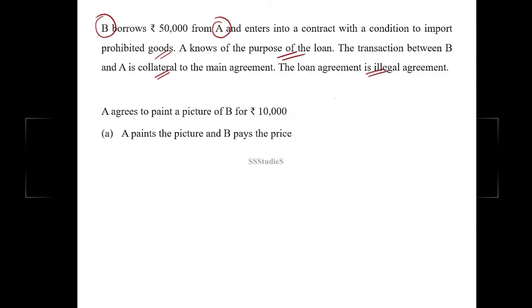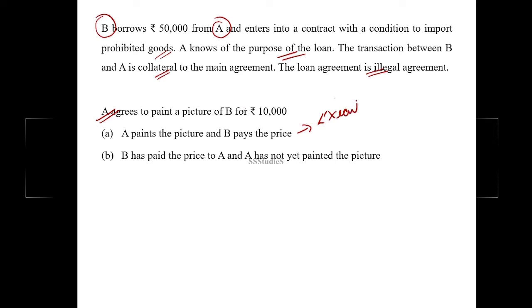For example, A agrees to paint a picture of B for rupees 10,000. This is the contract between the parties. A paints the picture and B pays the price. So both of them have already done their part of the respective obligations. As such, it is an executed contract.